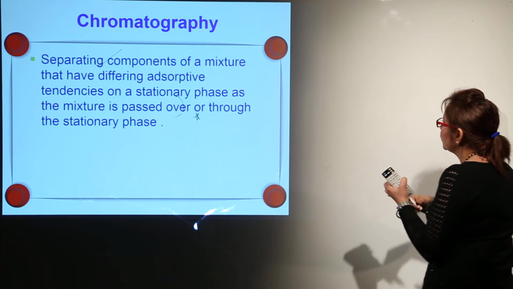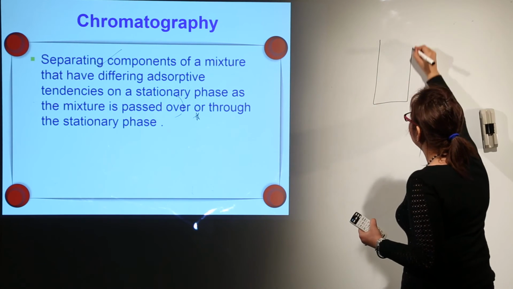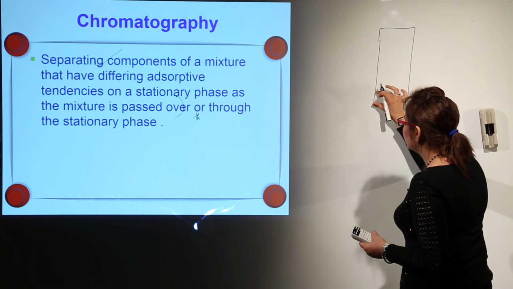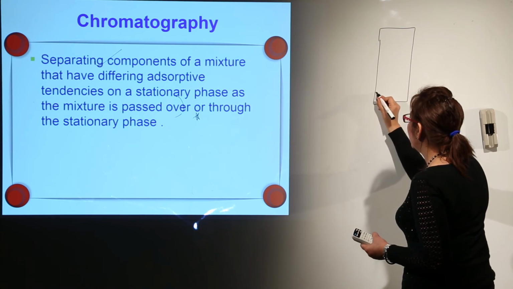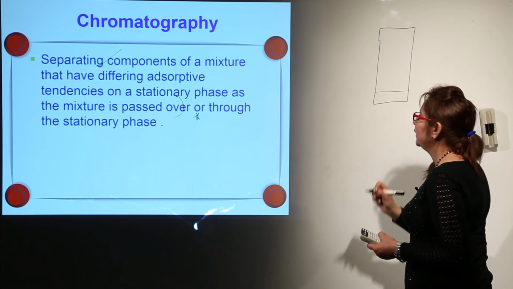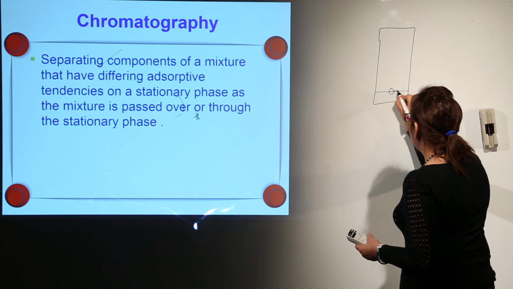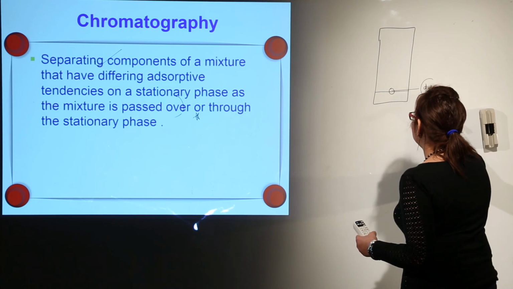So what we are going to do, we will be taking a chromatography paper first of all. Leaving a few spaces from the bottom, we will be drawing a line approximately 4 centimeter above. Then in the center we will be putting a drop of, say, dye or an ink.